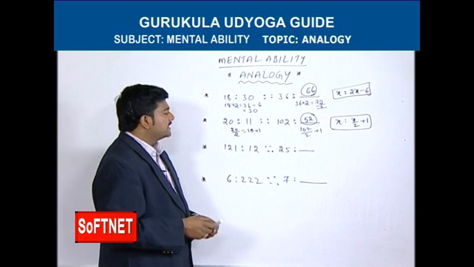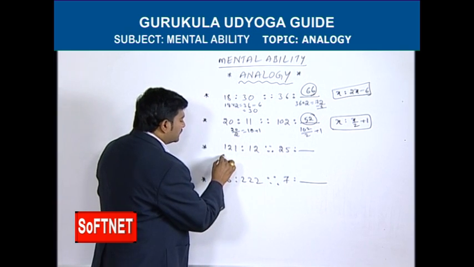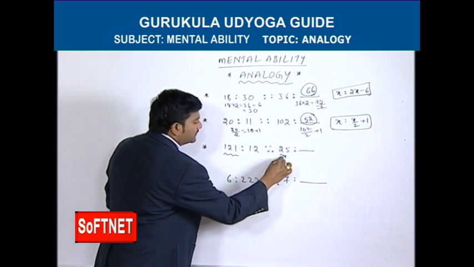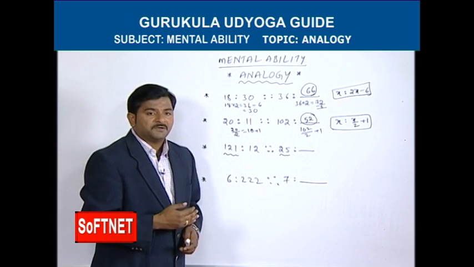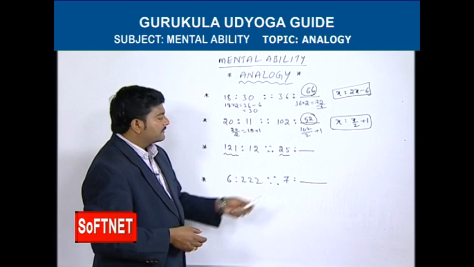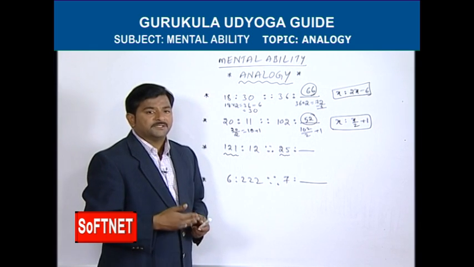Now focus on this. By observation, usually if you know the squares concept, you will get the idea here. See, 121. What can you write for 121? 11 square we can write. 25 means what can you write? 5 square we can write.